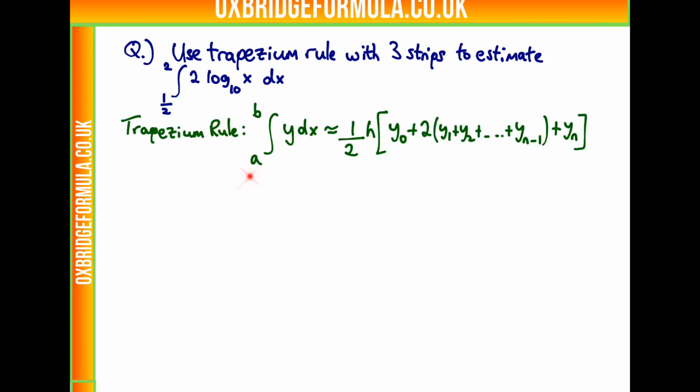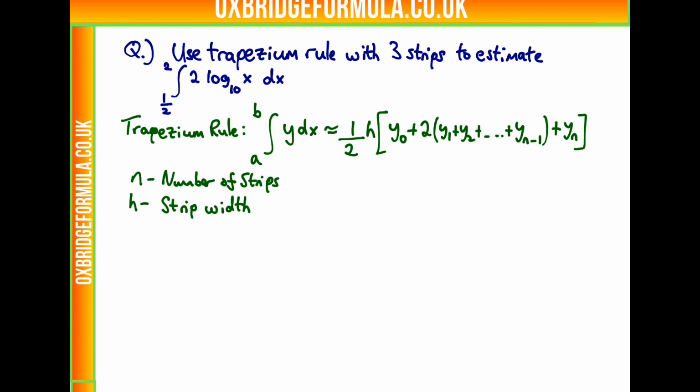Well, that's approximately equal to half h, all times by y0 plus 2 lots of y1 plus y2, all the way to yn minus 1, plus yn, where h is the strip width and n is our number of strips that we're going to make. And in this case, y0 is the value that our function takes at the endpoint a, yn is the value of y at b, and y1 and so on are the values of y at each of the boundaries between our strips.